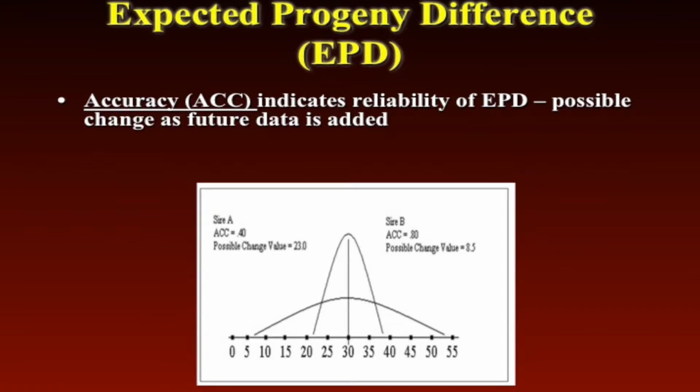In this slide, you can see that a bull with a lower accuracy, maybe an accuracy of 0.4, could have a possible change value of 23 pounds. So if the EPD was 30, it could go from 6 pounds all the way up to 55 pounds. Whereas a bull with an accuracy of 0.80 with a smaller change value could go from a little over 20 pounds to just under 40 pounds. So again, it's a little bit closer fine-tuning of that.